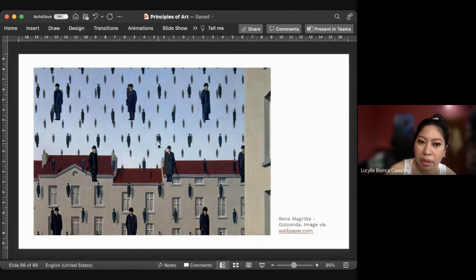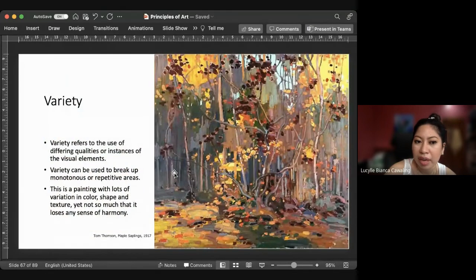So there is a sense of unity with the repetition of the images. Although the images are not similar, or are similar and that they are varied, there is still a sense of unity. And then you also have variety. Variety refers to using different qualities or instances in a visual element. Variety can break up monotonous or repetitive areas.